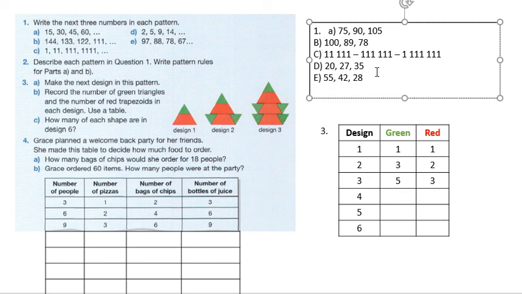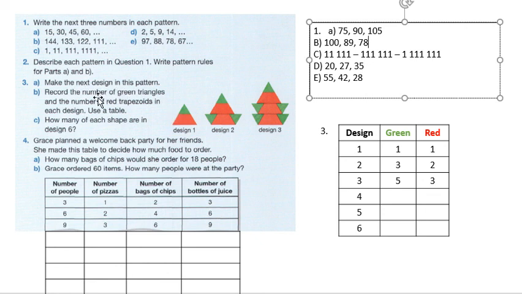It is very important you look at and you do these calculations to make sure that you can see where you're heading. Describe each pattern in question 1 and write the pattern rules for parts A and B. I've already done this extensively when I actually did the question. So in words, for 1A, I am increasing by 15 every time. And for part B, I'm decreasing by 11 for every successive number in the pattern.